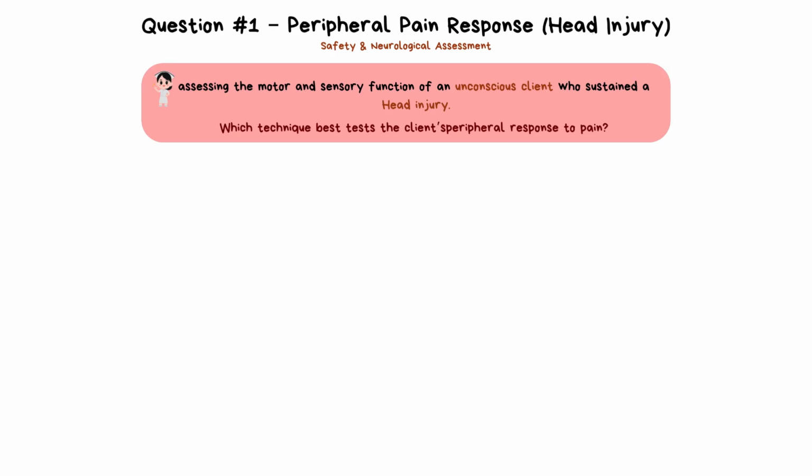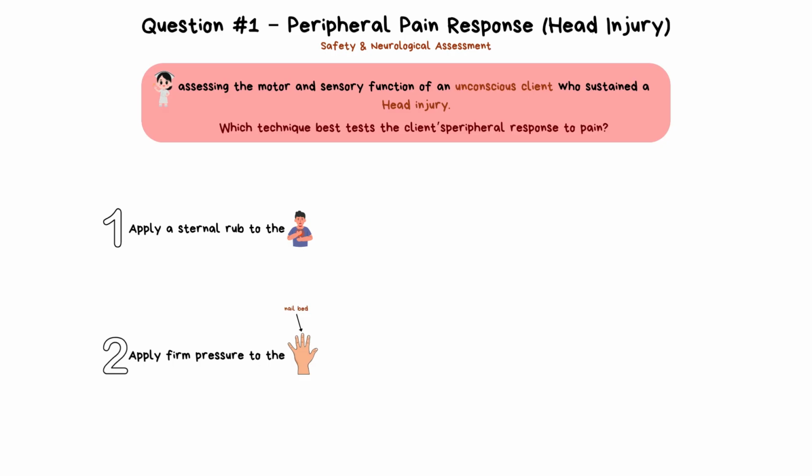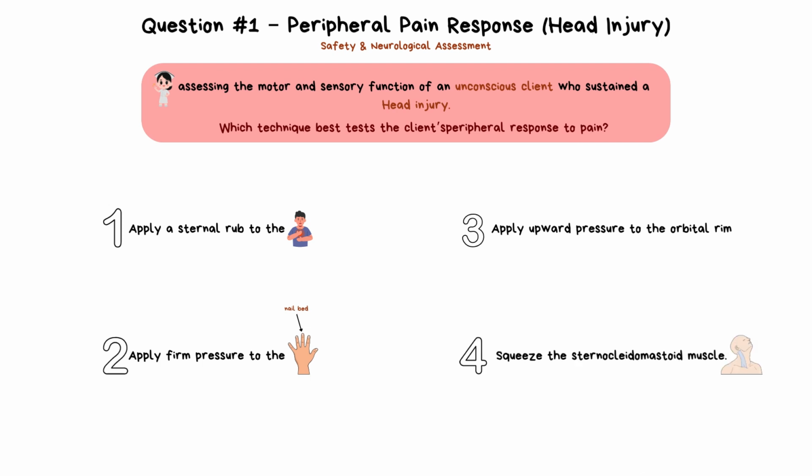Option 1. Apply a sternal rub to the chest. Option 2. Apply firm pressure to the nail beds. Option 3. Apply upward pressure to the orbital rim. Option 4. Squeeze the sternocleidomastoid muscle. Take a moment. What do you think? Which one truly measures a peripheral pain response?